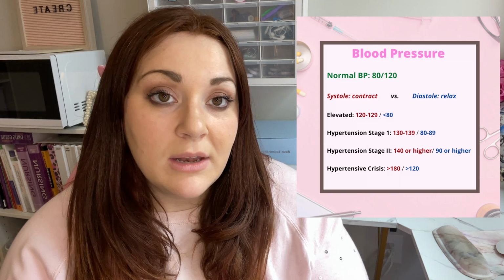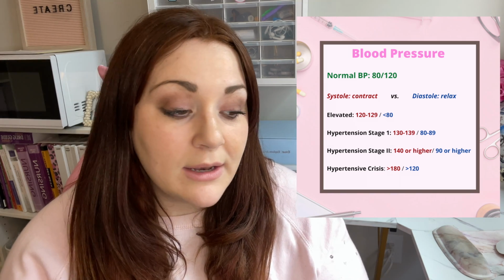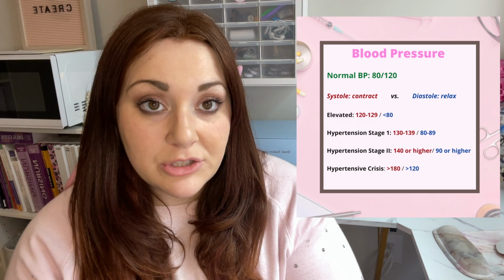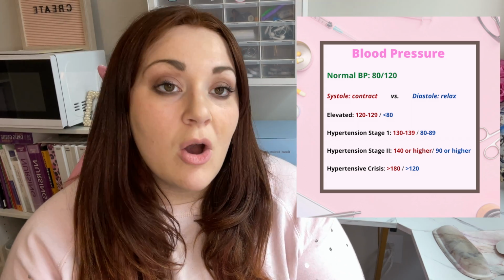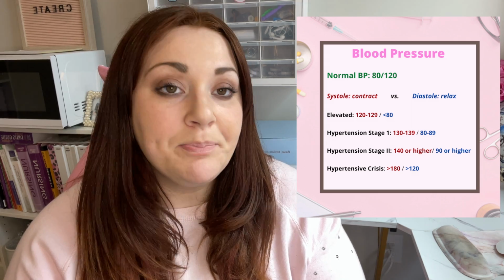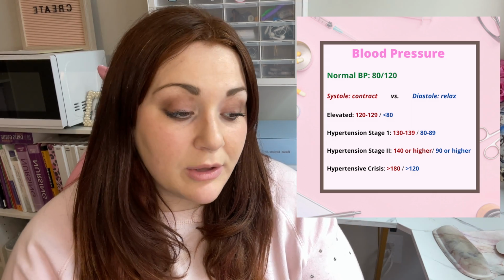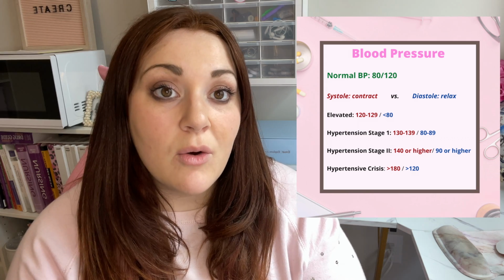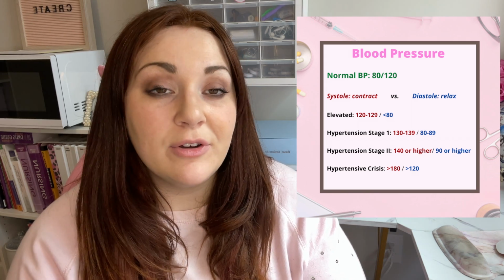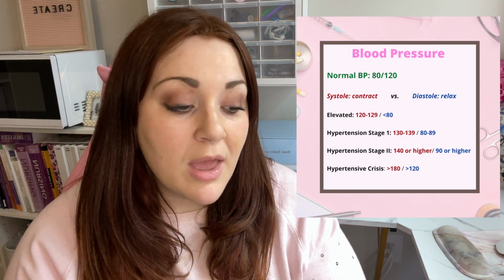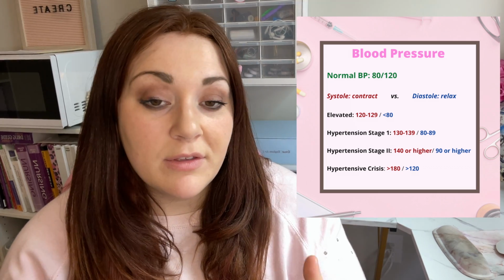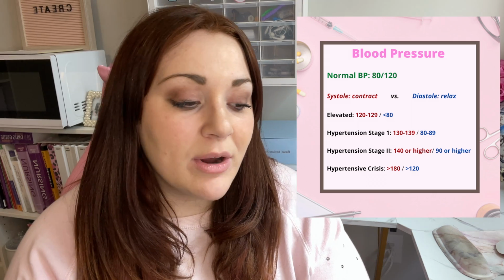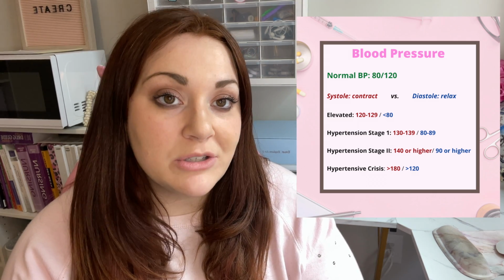Elevated is 120 to 129 over less than 80. Hypertension stage 1 is going to be 130 to 139 over 80 to 89. Hypertension stage 2 is going to be 140 or higher or 90 or higher for diastolic. And then finally, a hypertensive crisis is going to have a systolic of 180 or higher, or a diastolic blood pressure of 120 or higher.